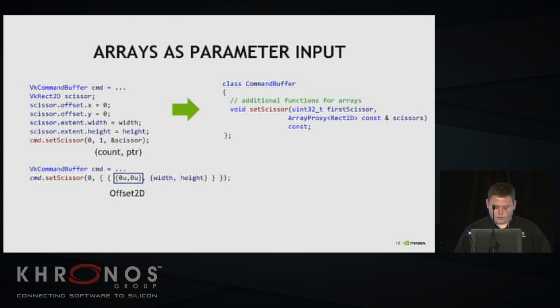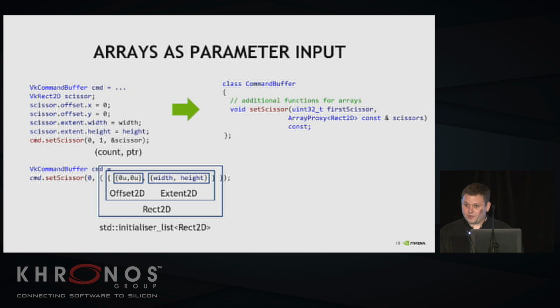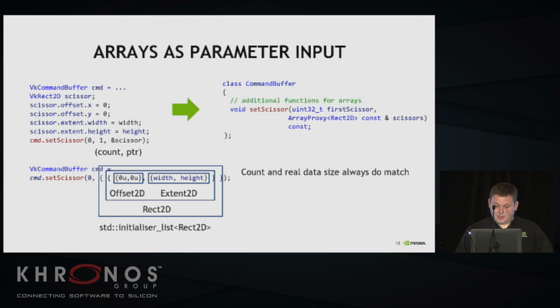So this one will construct an Offset2D object, an Extent. Now you have a rectangle, and finally, adding another curly braces makes an initializer list. So you have a single line of code where you just set your scissor instead of constructing the object with a lot of lines of code. And the nice thing, the count and the real data size always match in these cases, because the compiler determines it for you.